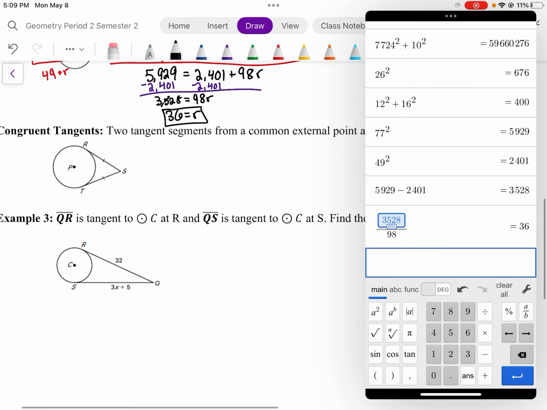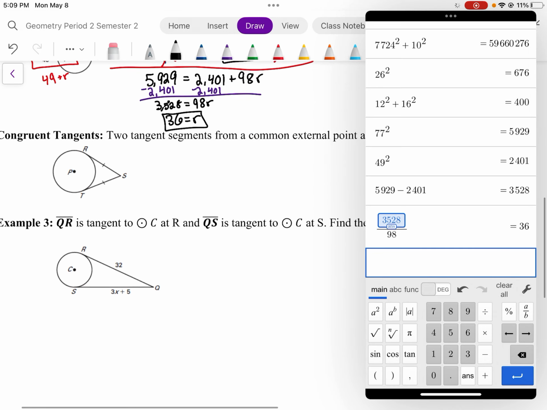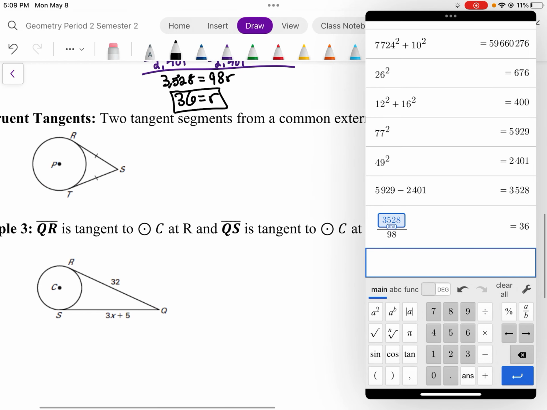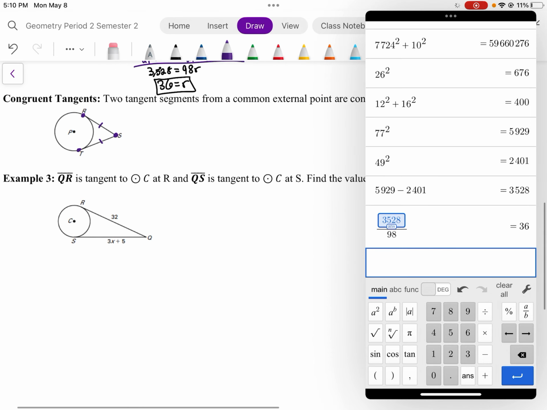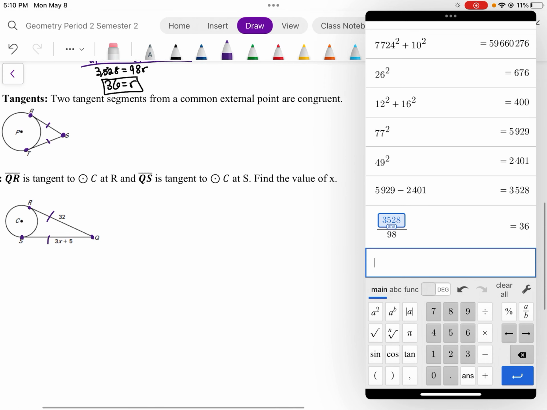Okay. Our last part is talking about congruent tangents, and two tangents are going to be congruent to each other if they have a common external point and they're tangent to the same circle. So because these two segments, RS and TS, both start at point S and are tangent to circle P, then they are congruent to each other. Then looking at our last example, QR is tangent to circle C at point R, and QS is also tangent. So because these two start at point Q, that means the tangents are going to be congruent. And they want us to find the value of x.